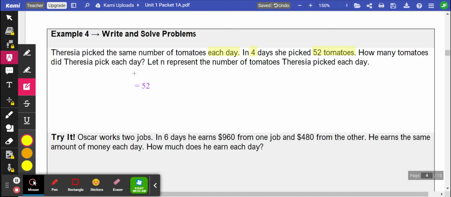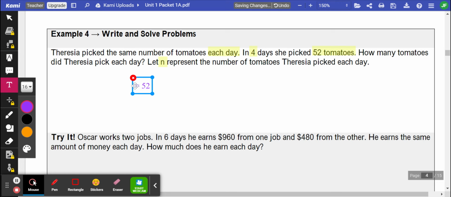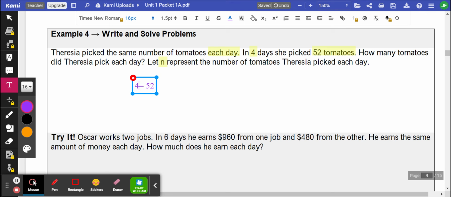How many tomatoes did Tricia pick each day? Let n represent the number of tomatoes she picked each day. Okay, so each day, all we need to do to find the total is say 4, which is how many days she picked tomatoes, times n, which is how many tomatoes she picked, equals 52, which is our total number of tomatoes over the 4 days.